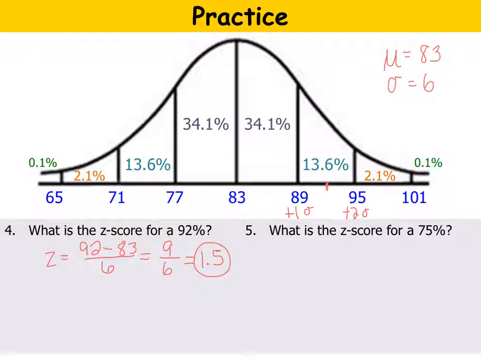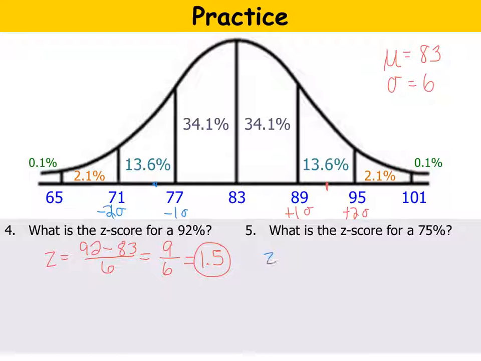Number 5, so if you want a z-score of a 75, if we first look at the bell curve, that's just going to be a little bit below 77. So what we can be thinking already is that it is in between the -1 and -2 standard deviations away. So your answer should be -1 point something.